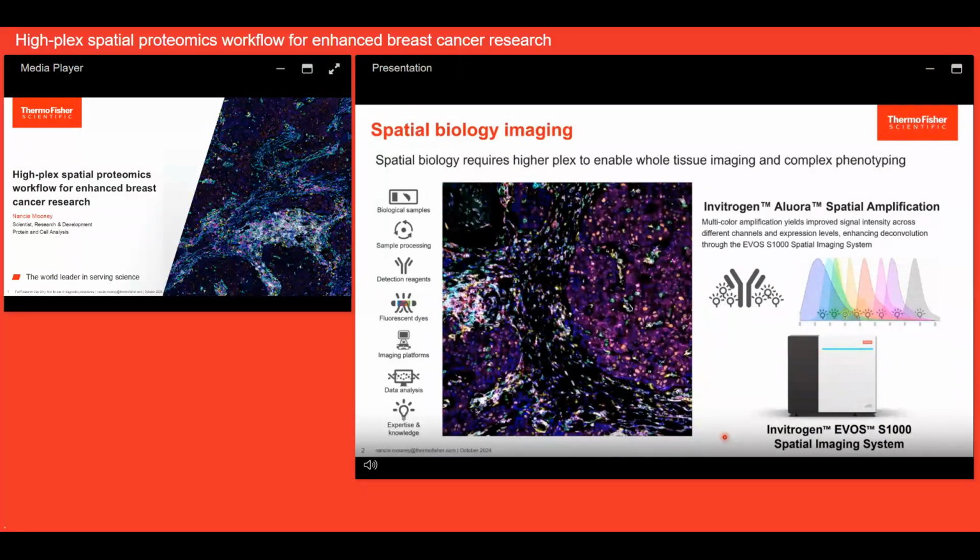So today I'm going to be talking about what it takes to put together a workflow to create images like this one here in the center, using the Invitrogen Alora spatial amplification reagents and the new Invitrogen EVOS S1000 spatial imaging system.